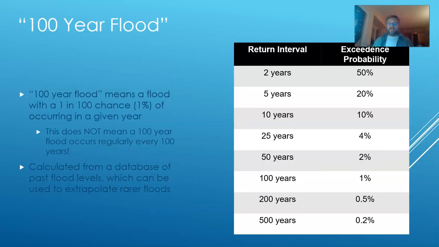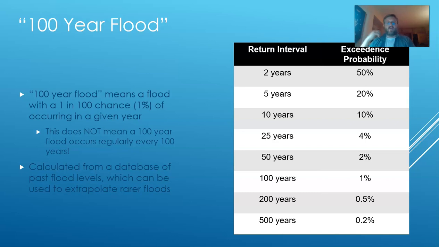So you'll sometimes hear floods talked about in terms of years. You'll hear things like 100-year flood. What that really means is that it's a flood with a 1 in 100 chance of occurring in any given year. So we would expect that we would have a 1% chance of getting a flood that reaches or exceeds a certain level, and we call that a 100-year flood.